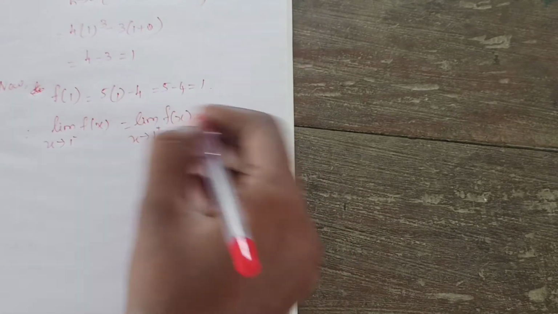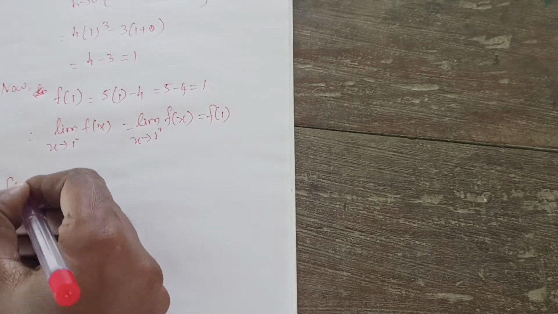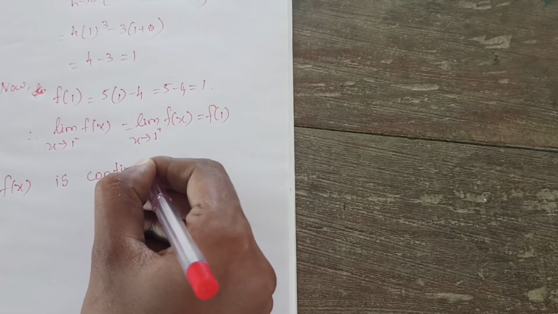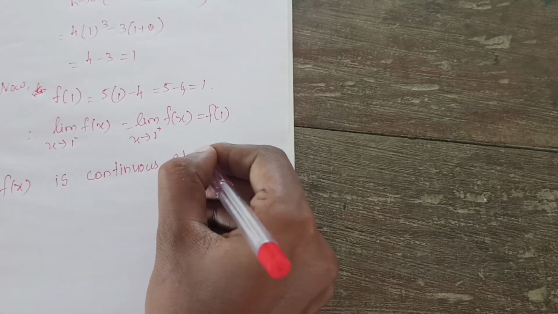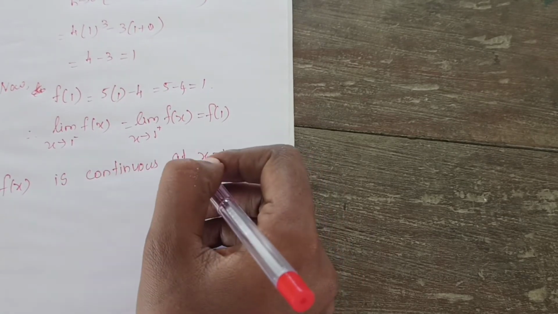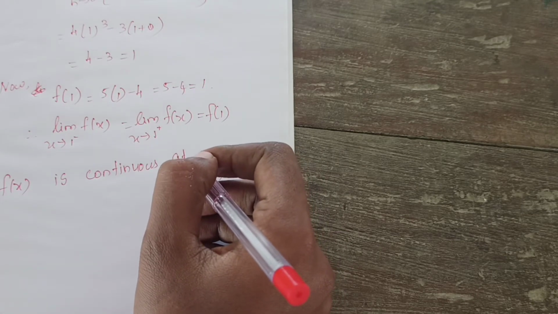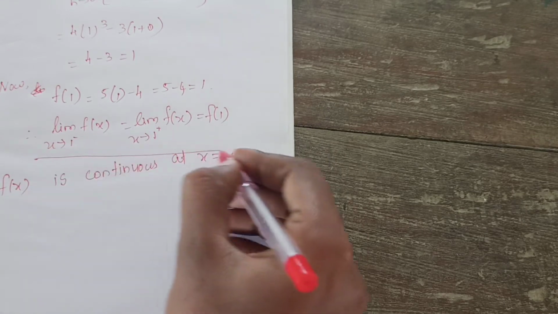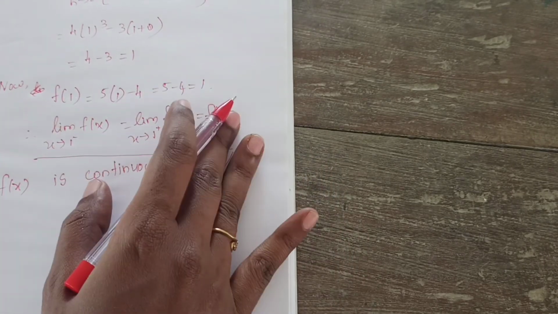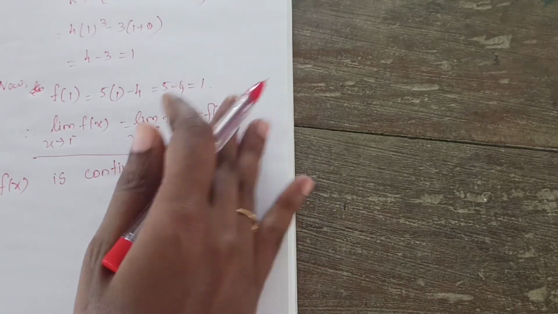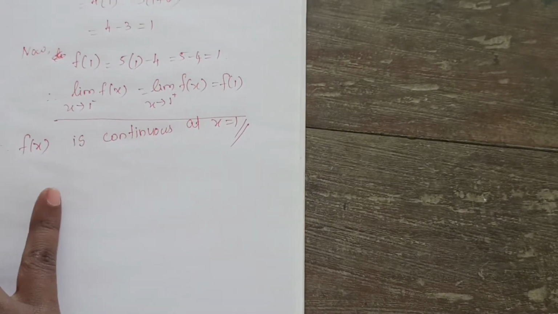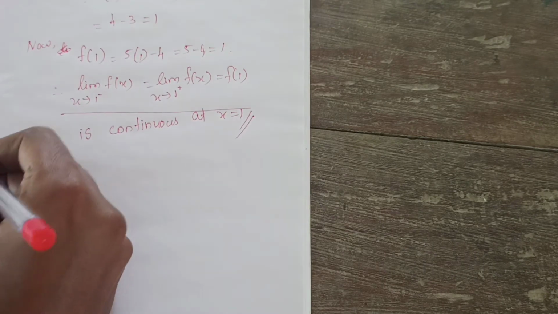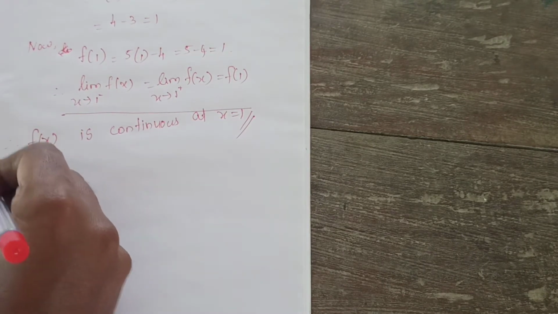If we are proving this, we will say f of x is continuous at x equal to 1. Got it? f of x is continuous at x equal to 1. So this you need to prove: the left hand limit is equal to the right hand limit is equal to the value at the point where they asked you to find continuity. If these are equal, you will say it is continuous. Understand?